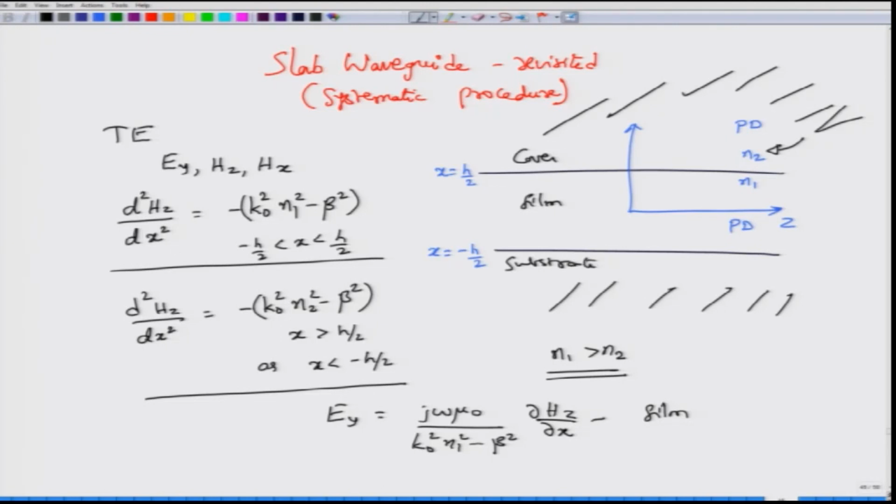So, inside the film you have k0 square n1 square. Outside of the film, whether we are talking about substrate or the cover, you have to replace k0 square n1 square by k0 square n2 square. Okay. So, these are the equations that we have. Of course, I have not written down an expression for Hx. You can do that as a part of the exercise of this problem.